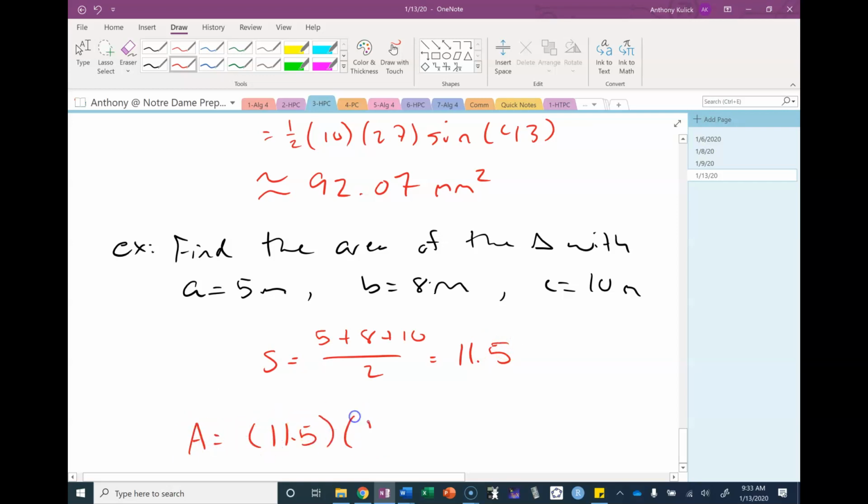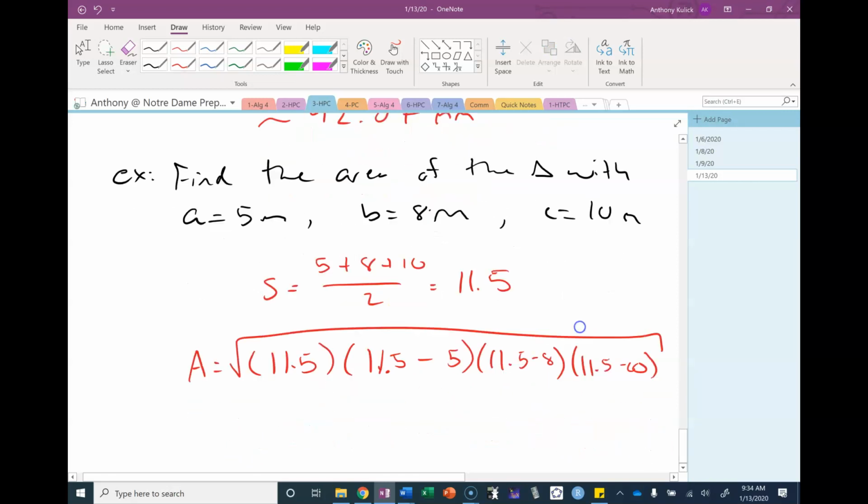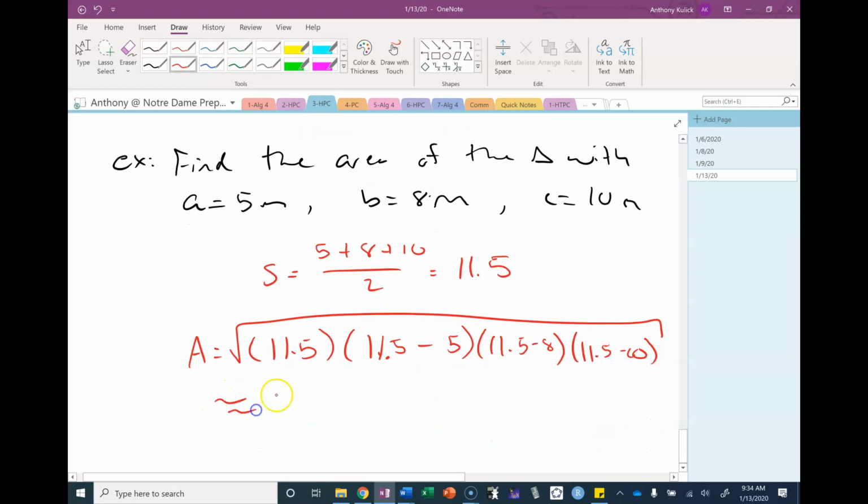So I have S times S minus A times S minus B times S minus C, all square rooted. And for that, I get 19.81 meters squared when I type that into my calculator.